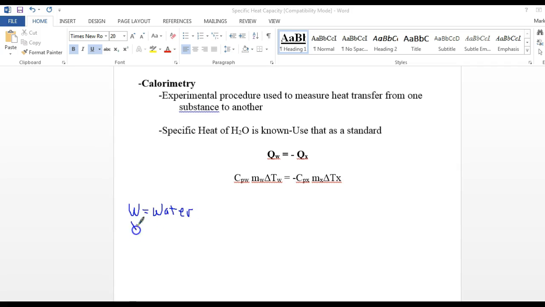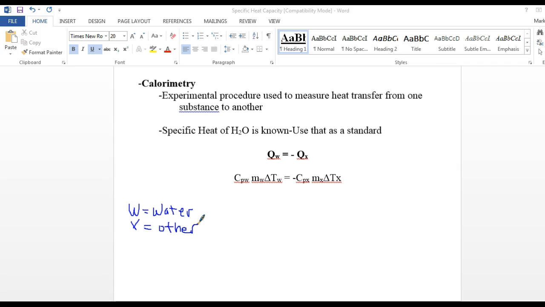And X is the other substance. So if we're comparing it to lead, then we would heat something. Let me just kind of explain how you do this actually. So you have this device. We're going to make one. We're going to use one at first, one that's already made, and then we're going to try to make one of our own.